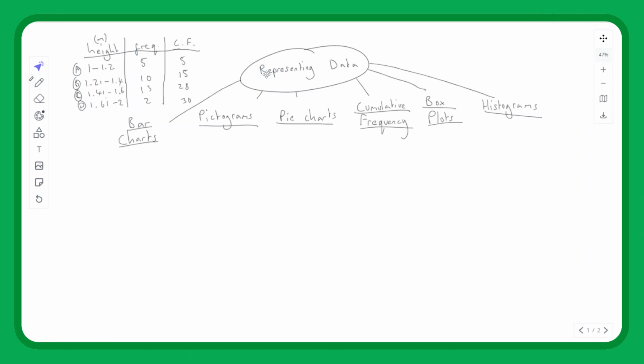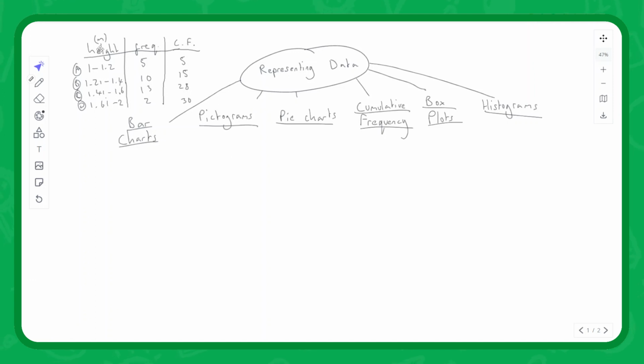Okay, we're looking at representing data. So we'll focus on the 6 main methods of representing data, and then we'll do a couple of exam style questions at the end. So I've just made up some data here, right? So we can practice these methods.